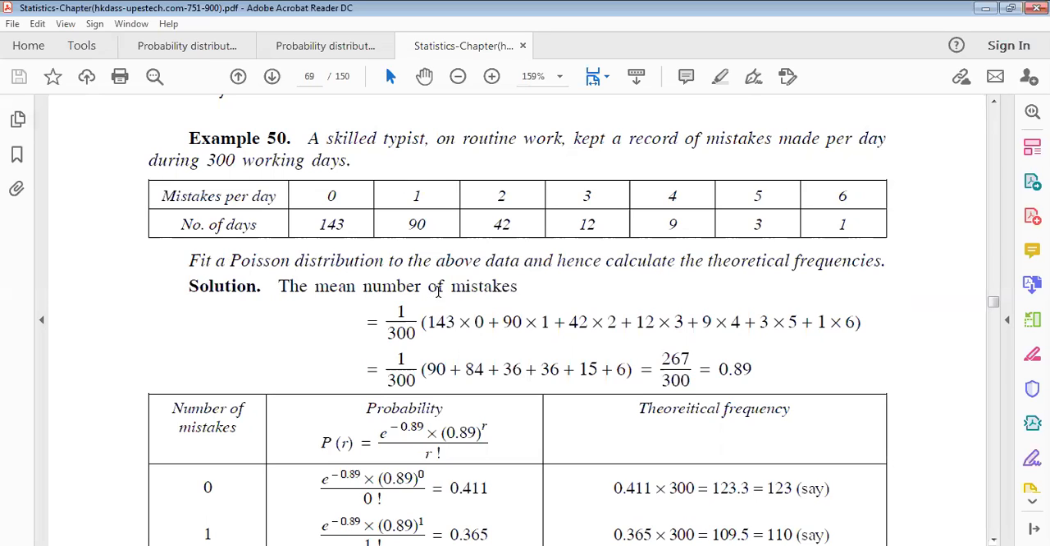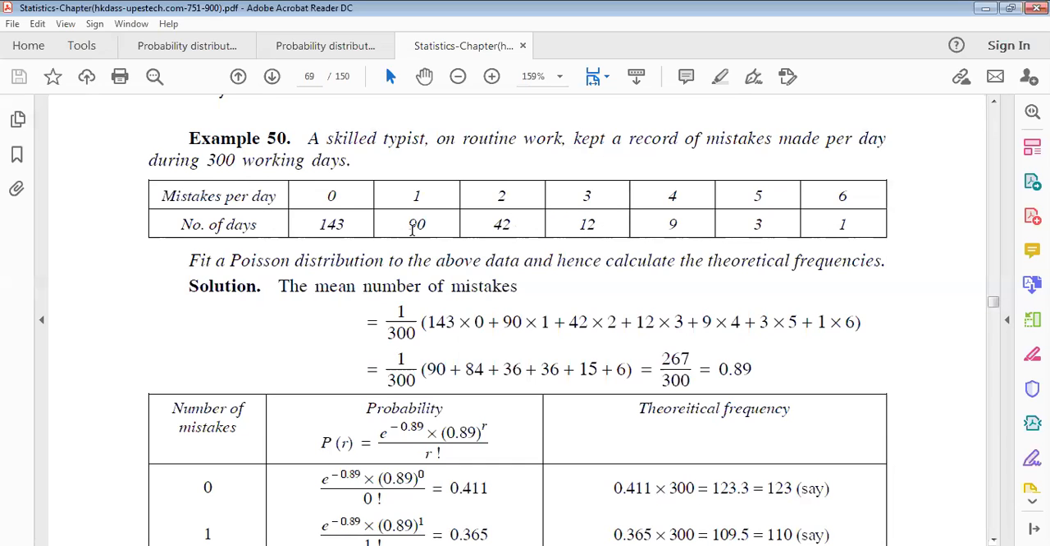Now what will be the mean of the number of mistakes? 143 multiplied by 0, 90 multiplied by 1, 42 multiplied by 2. This is the mistakes per day and this is the number of days. So total mistakes will be 42 times 2. Then 12 days with 3 mistakes per day, so the total mistakes will be 36. Then we multiply each and get the total 267. But what is the total number of days?